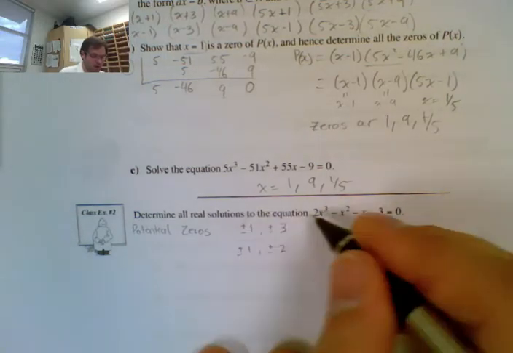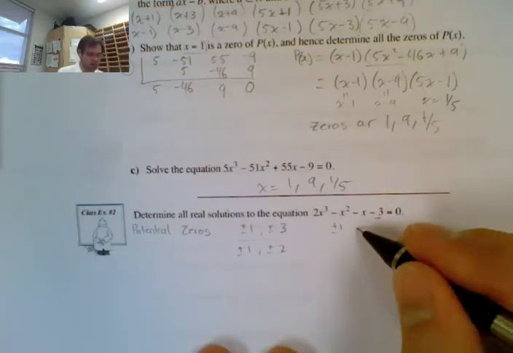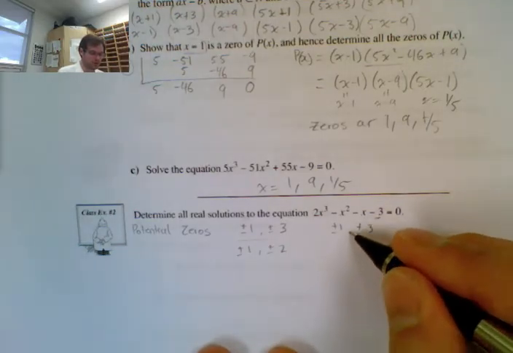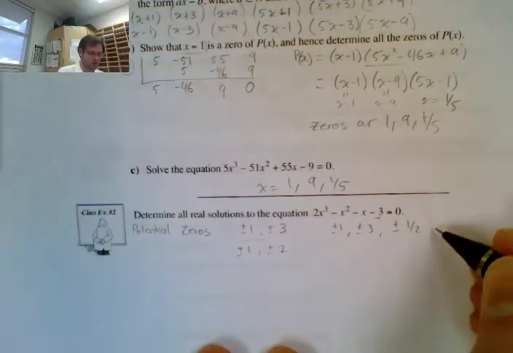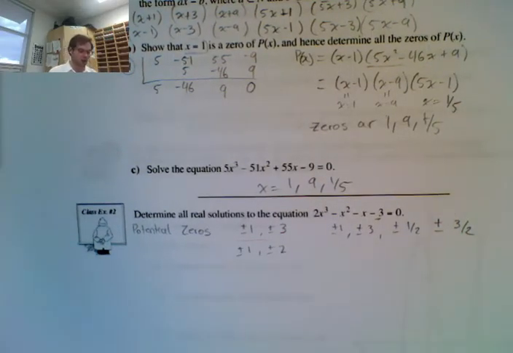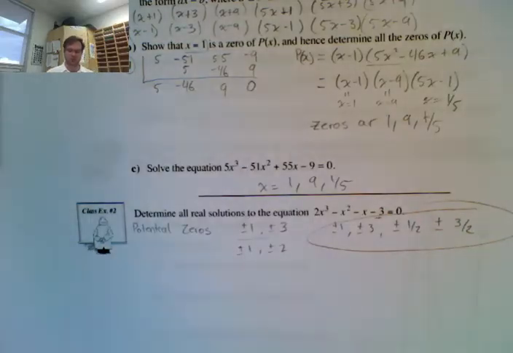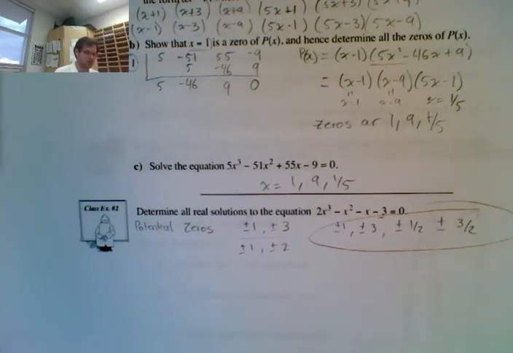I could have plus or minus 1 over 1 and plus or minus 3 over 1. Or I could have plus or minus 1 over 2 and plus or minus 3 over 2. Okay? So those are all of my potentials. So now we're going to try and use a little bit of guessing here and seeing which one works the best. So for the first one, let's try 3 over 2. Okay, so we're going to look at 3 over 2.